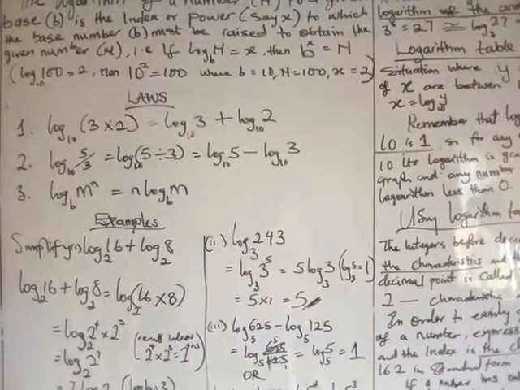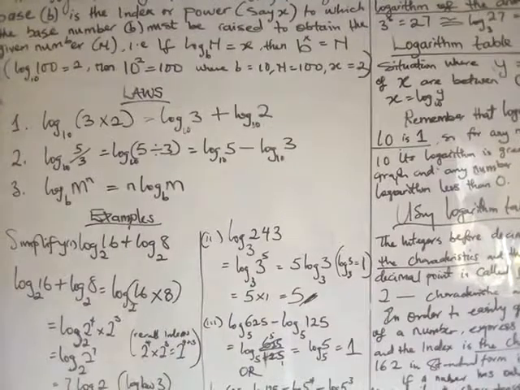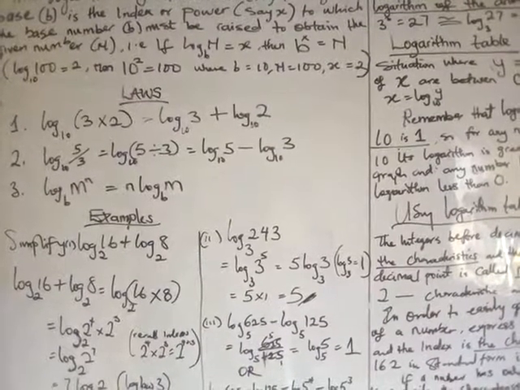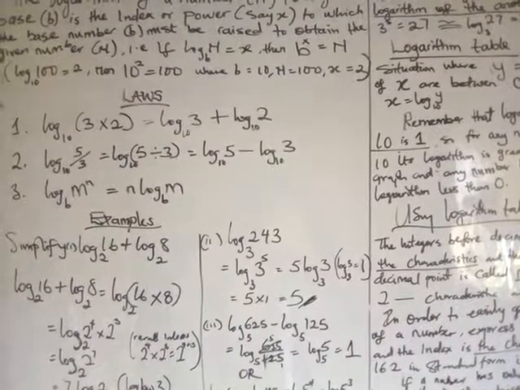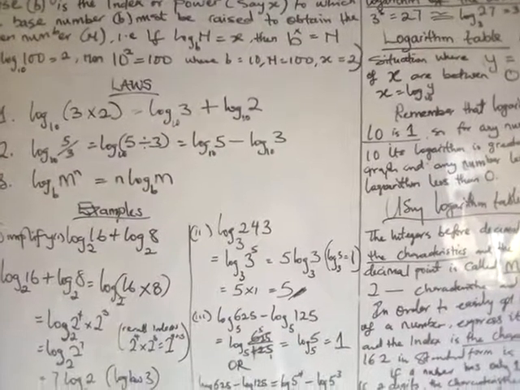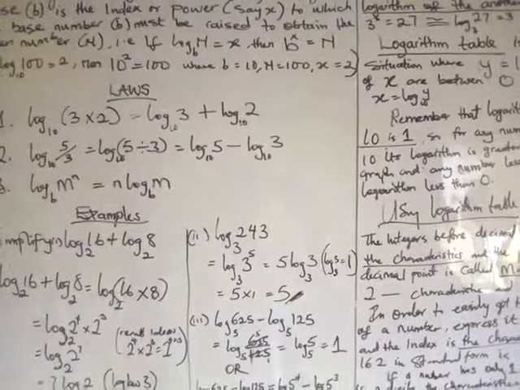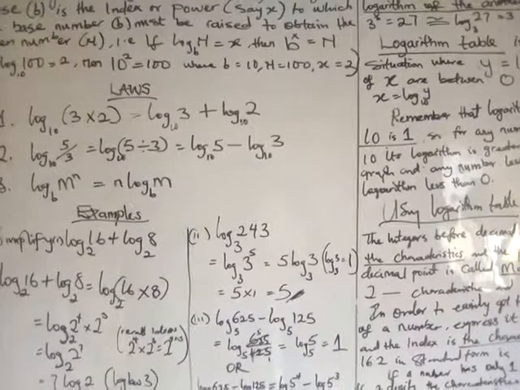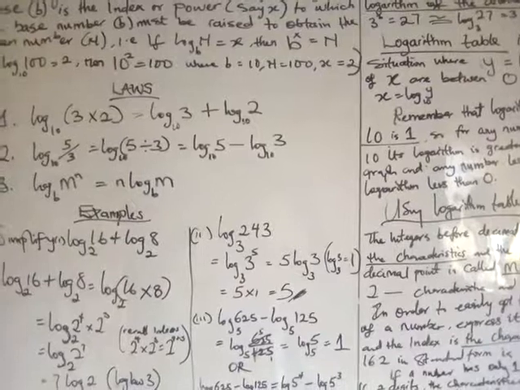The basic law 1 says log to base 10 of open bracket 3 times 2 close bracket is equal to log 3 to base 10 plus log 2 to base 10.